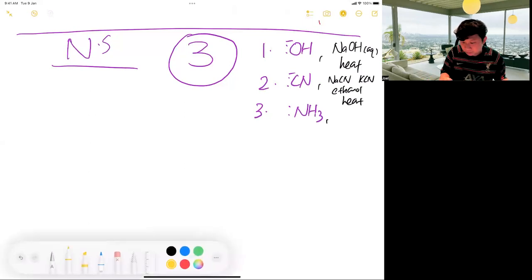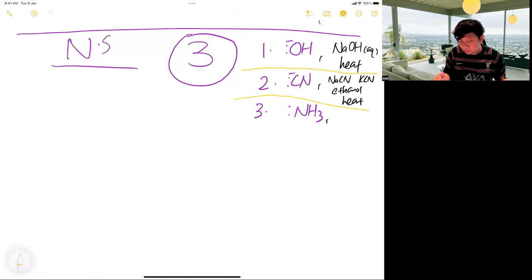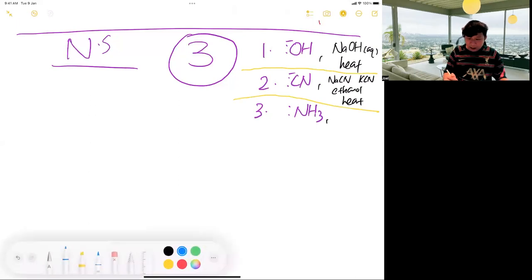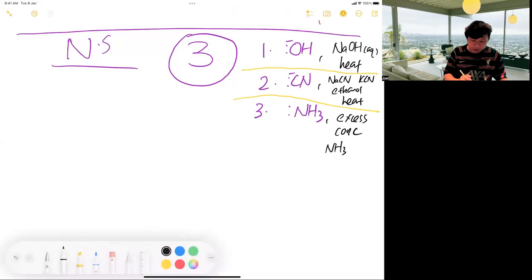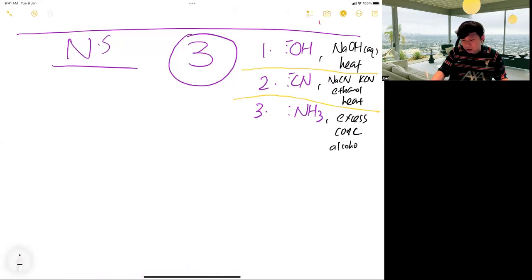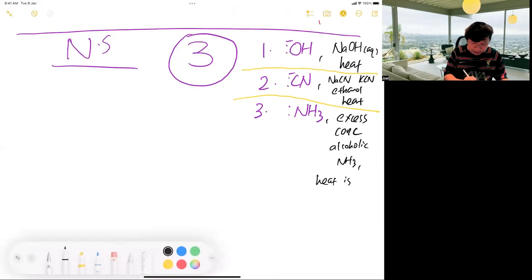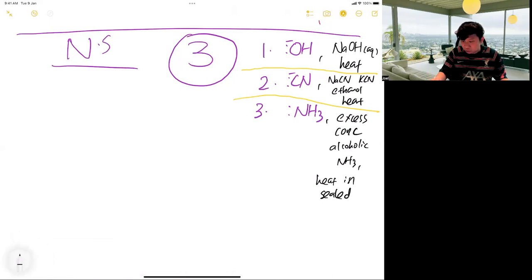Last one is very irritating. Excess concentrated ammonia. Don't say ammonia first, one more reagent first. Excess concentrated alcoholic ammonia, heat in a sealed tube. Only 3, please remember. These are the 3, but the exam can ask you other things. But at least you know these 3 first, then in the exam you apply to other things. Correct or not?